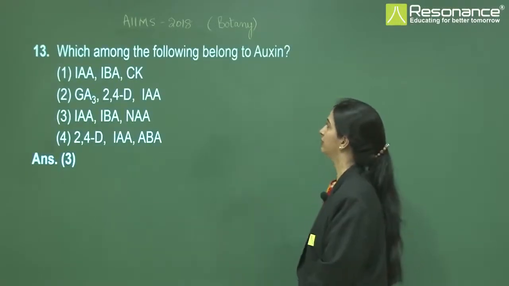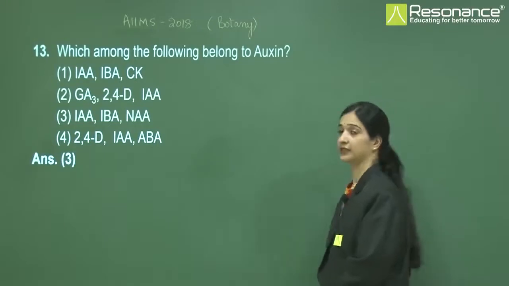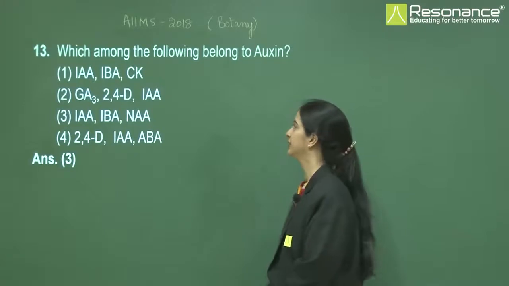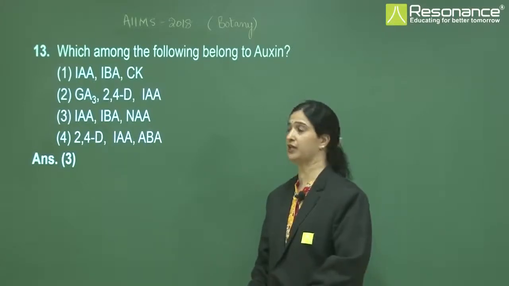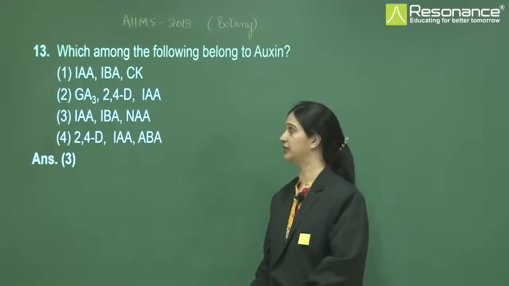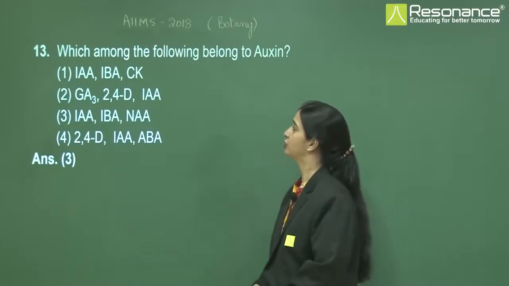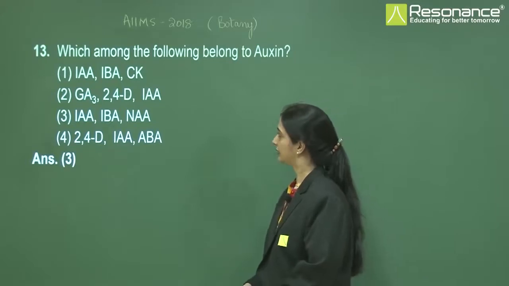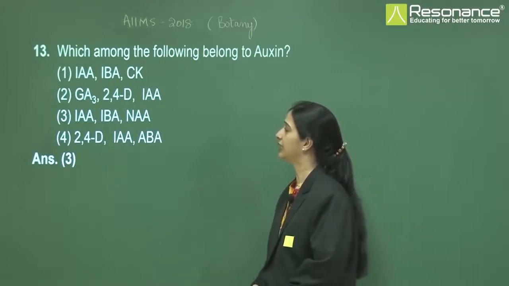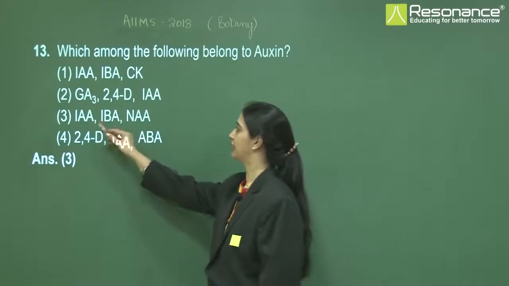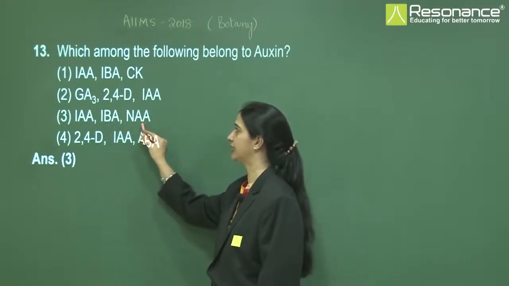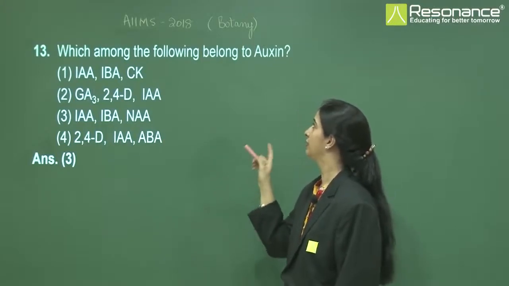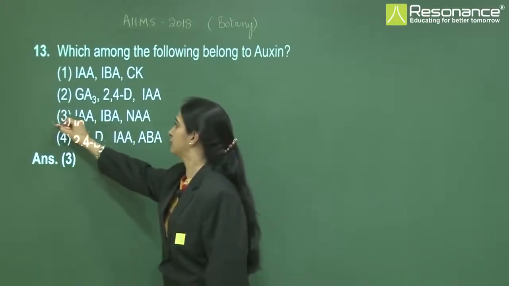Question number 13, which among the following belongs to auxin? Let us go through the options. Option first, IAA, that is indole acetic acid. IBA, indole butyric acid. CK, that is cytokinin. Second option, GA3, that is gibberellic acid, 2,4-D, and IAA, and again auxin is there. Third, IAA, indole acetic acid, IBA, indole butyric acid, and NAA is naphthalene acetic acid. So all the three are auxins, hence the correct option will be 3.